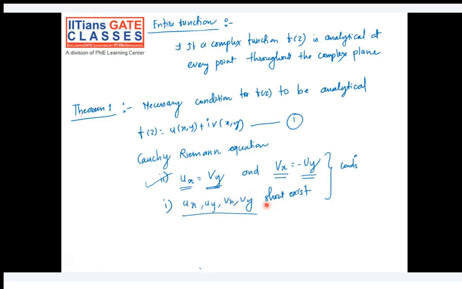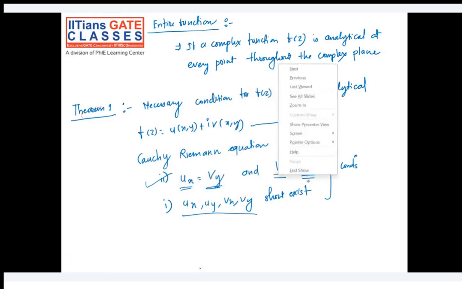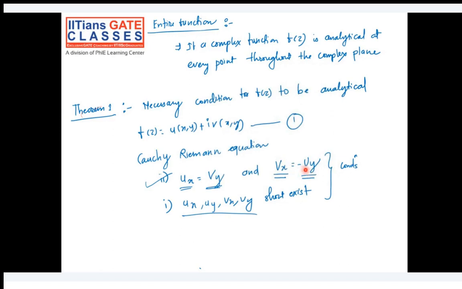And the second criteria is differentiation of u with respect to x should be equal to differentiation of v with respect to y, and differentiation of v with respect to x is equal to minus differentiation of u with respect to y. If these two conditions are satisfied, then the function is said to be analytical according to the Cauchy-Riemann. Okay, so this is theorem number 1 which you should remember.